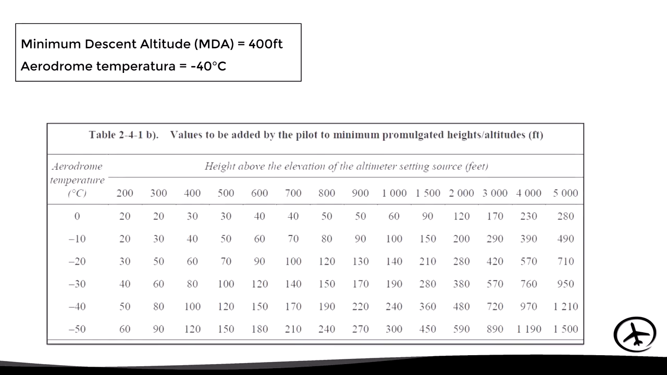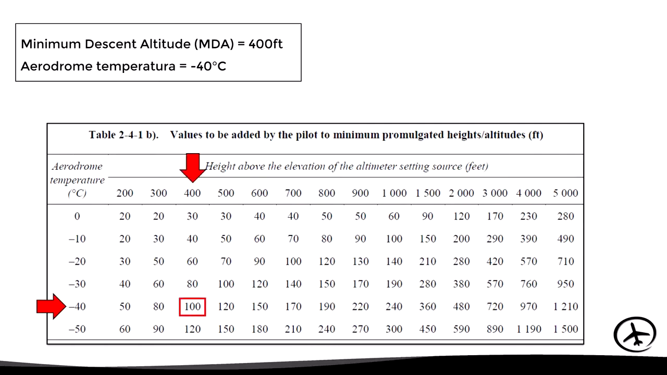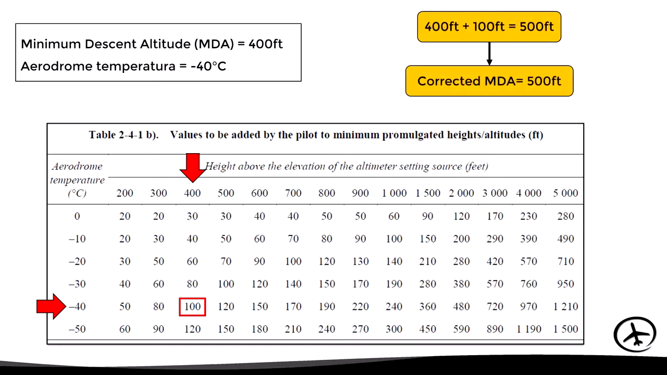Suppose that the minimum descent altitude, or MDA, of a particular instrument approach procedure is 400 feet and the temperature is -40 degrees Celsius. Using the table, we can see that the correction to be added to the MDA is 100 feet, obtaining a corrected minimum descent altitude of 500 feet. But you might be wondering, when is it required to apply this temperature correction? Well, most airlines establish specific policies as to when temperature correction should be applied.